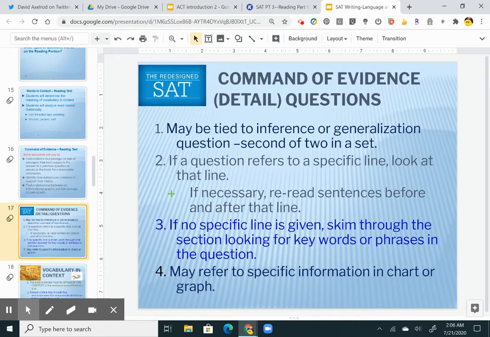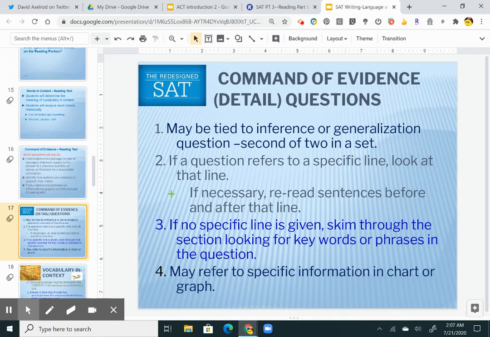So in the detail type questions, it can be tied to some sort of inference or generalization question sometimes. Sometimes it's a second of 2 in a set. I'm going to show you that here in a minute. If a question refers to a specific line, look at that line. If necessary, reread the sentences before and after the line. This is where it takes a little longer.